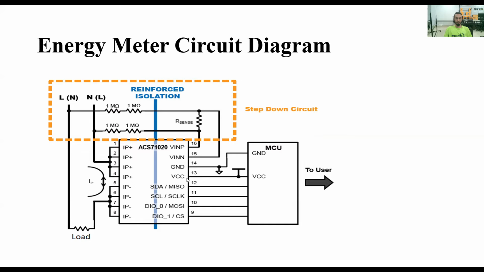Sorry, 13 and 14 are VCC and ground, and the other 4 pins are communicating pins. These pins work on two communication protocols. These are I2C and SPI. They transfer data from the IC to the microcontroller. Here we can say this is the reinforced isolation. Actually, this IC has different layers, which make this IC more powerful. If the input voltage becomes high, then it can withstand high voltages.